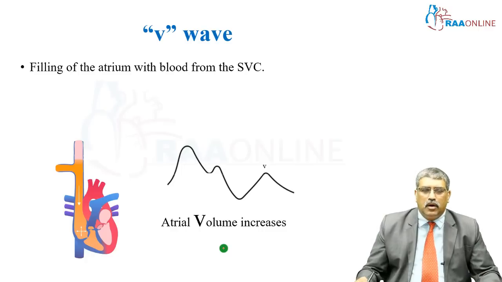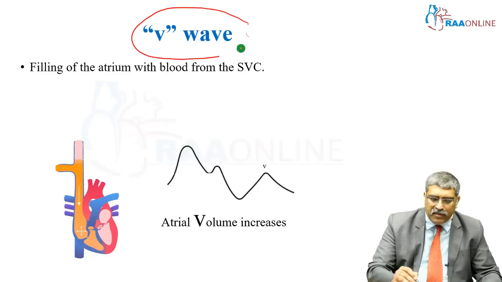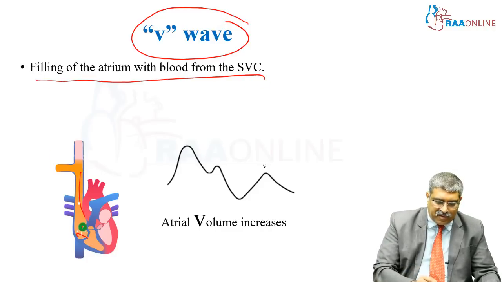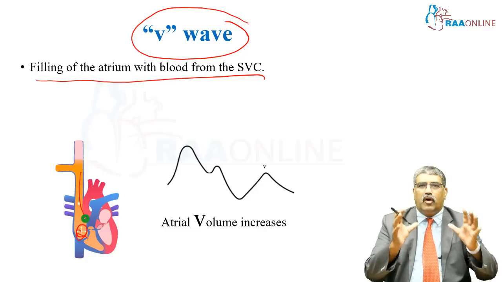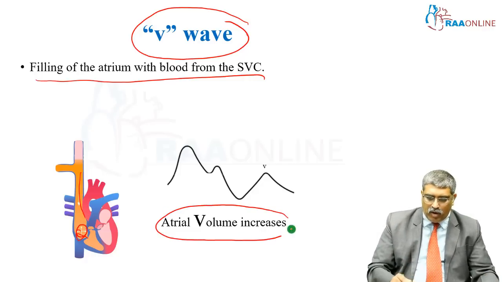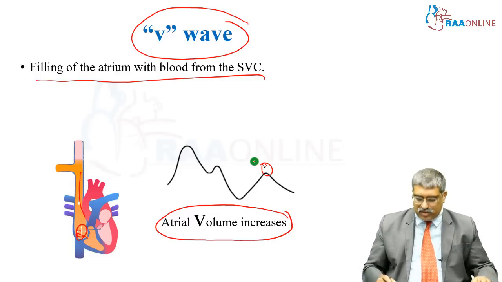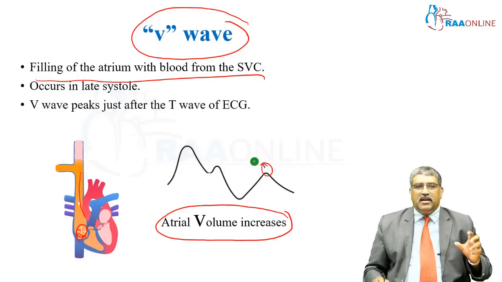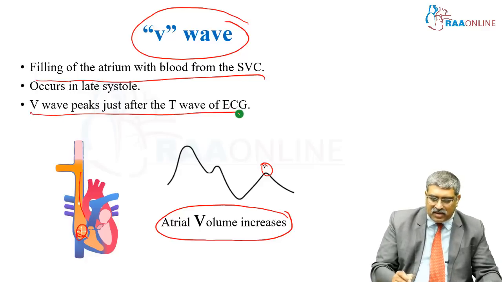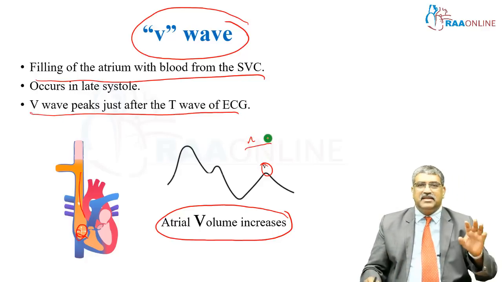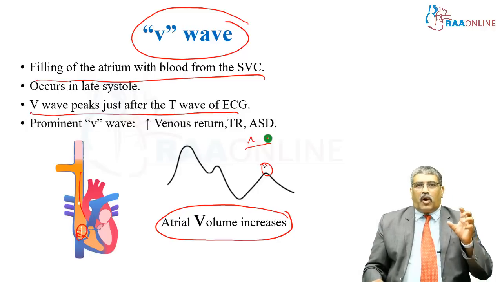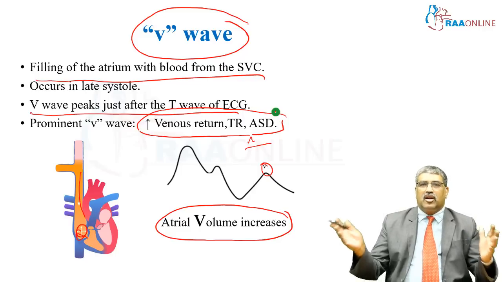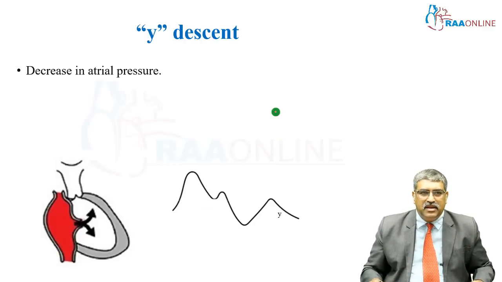Now coming to the V wave, which is nothing but the filling of the atrium from the blood from the SVC. Here you have a lot of volume in the atrium. The atrial volume increases and it is reflected as a positive V wave. It is a late systolic event, and here the V wave peaks after the T wave in the ECG. Prominent V wave can be seen whenever there is increased venous return or tricuspid regurgitation or a large left to right shunt like in ASD.